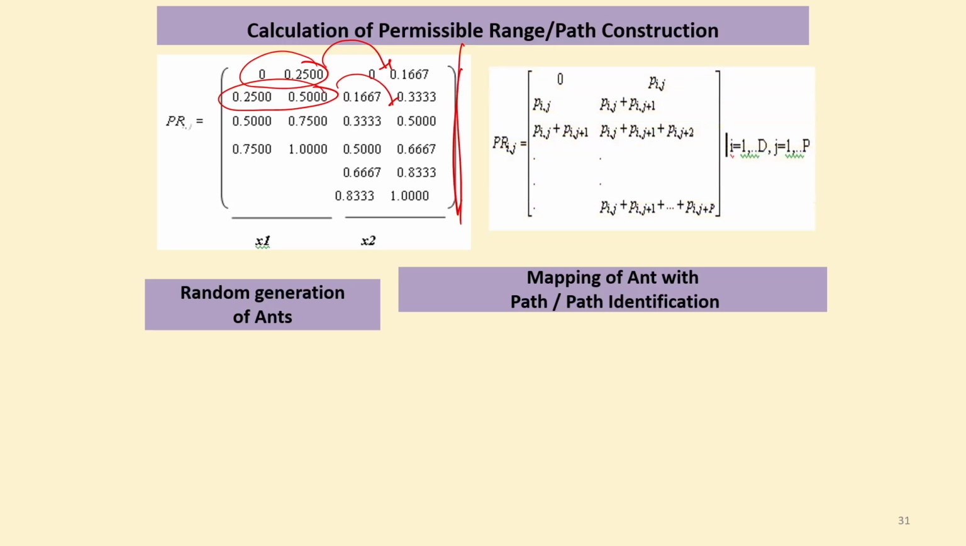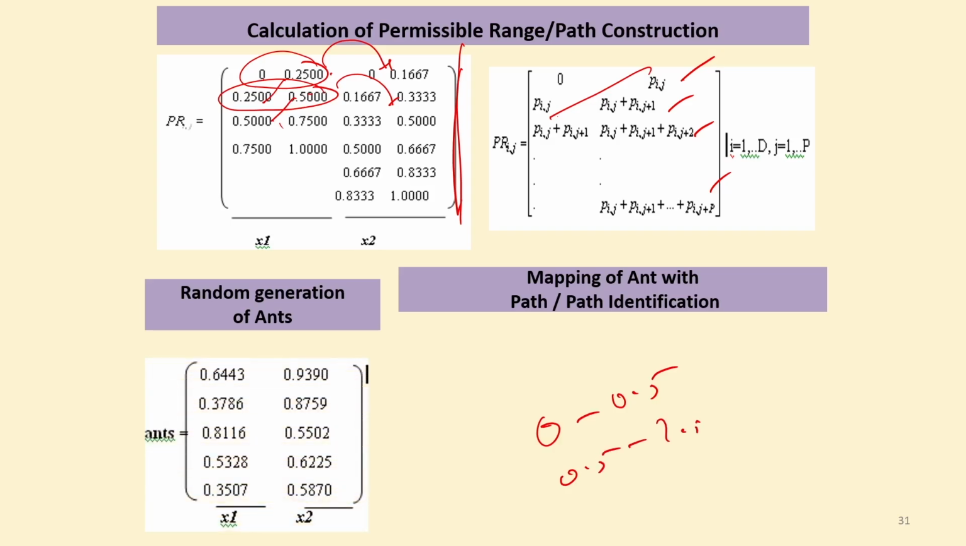So, the permissible range general notation is given like that, 0 to Pij. See, 0 to 0.25, then 0.25 to 0.5, then 0.5 to 0.75, like that it goes on. Now, random generation. This is the random generation of ants. Now, the most important step is that the generation of ants are within the value 0 to 1. Now, I have to map which path this ant will take, right.